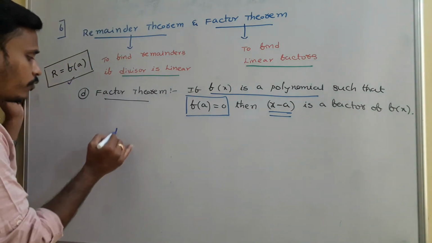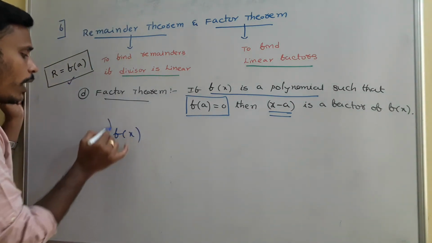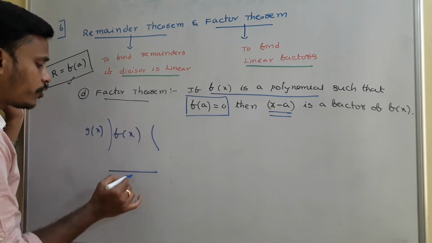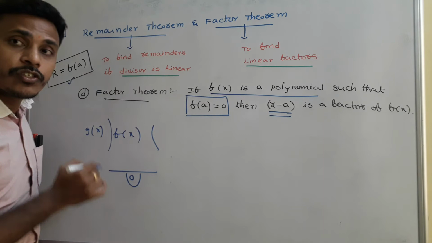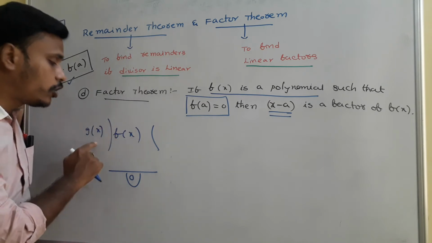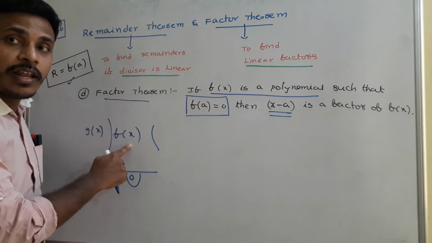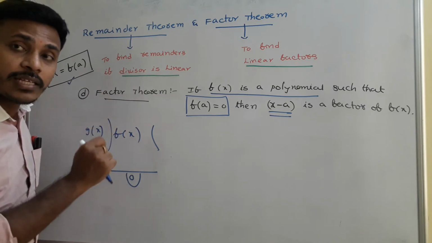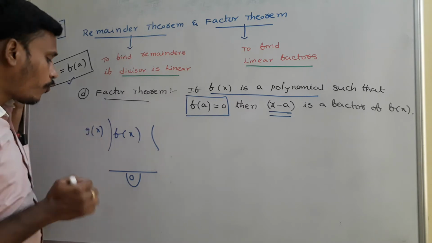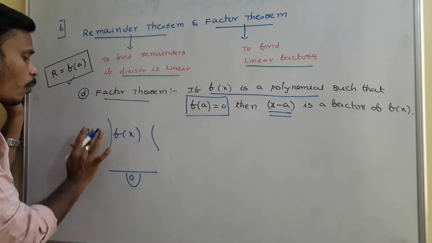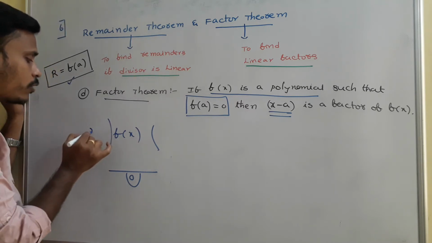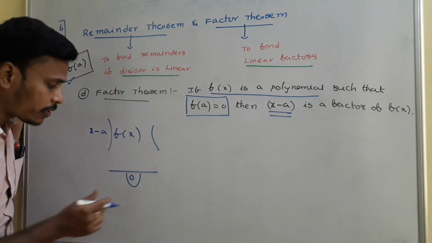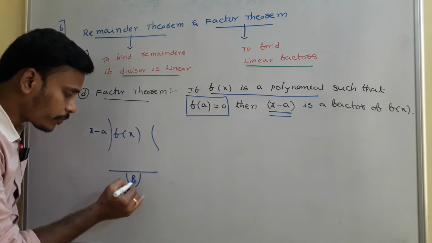What I am saying is, as we discussed in the previous class, when you divide f of x with a polynomial g of x, and if the remainder is 0, then that g of x is mentioned as the factor for f of x. But here we are trying to decide whether x minus a is a factor or not. So for that, what you need to do? You just divide the polynomial f of x with x minus a.